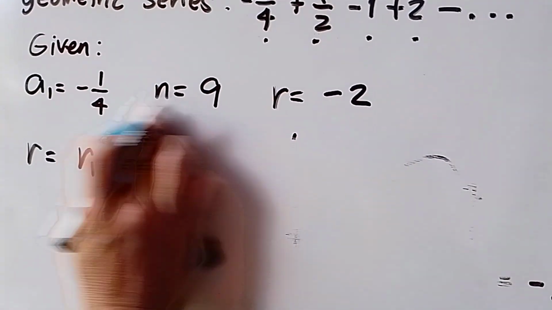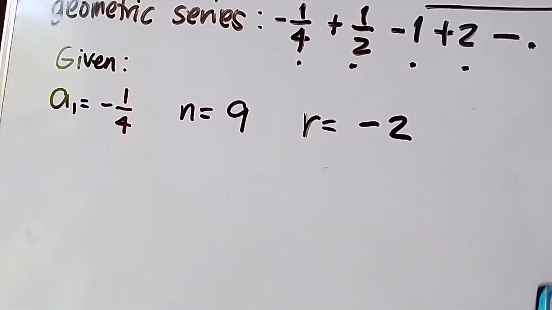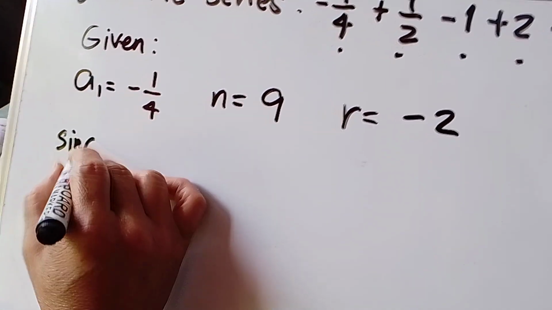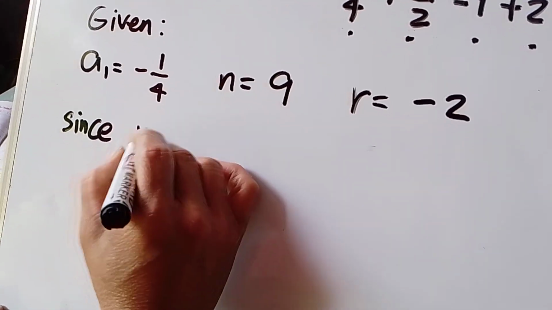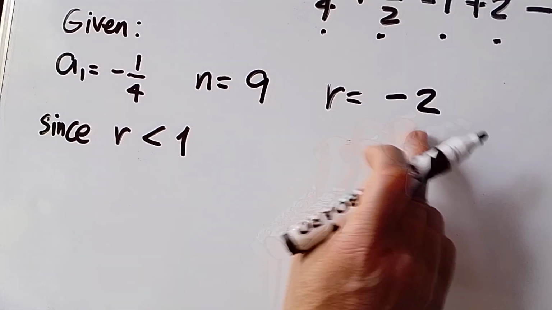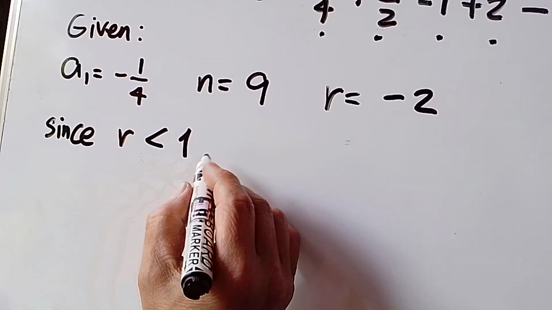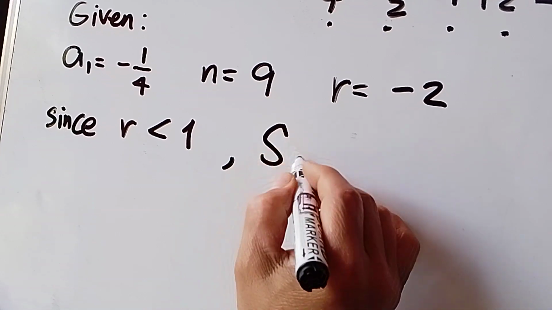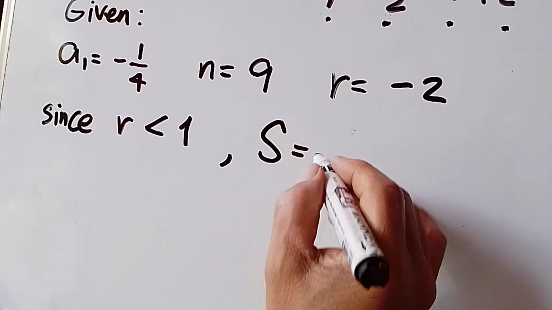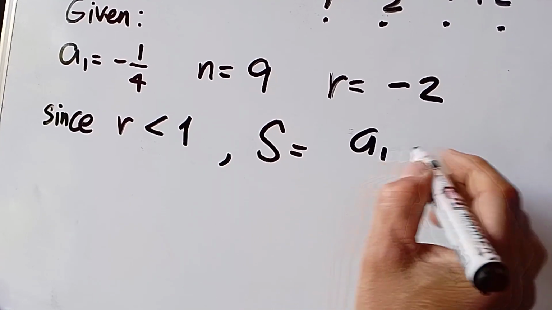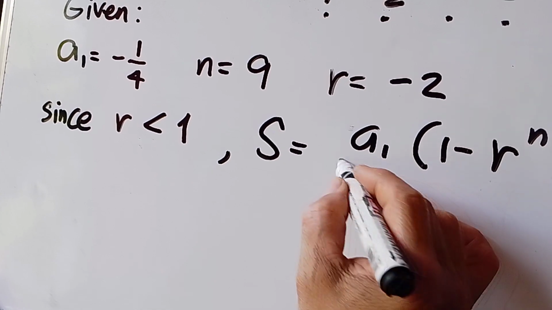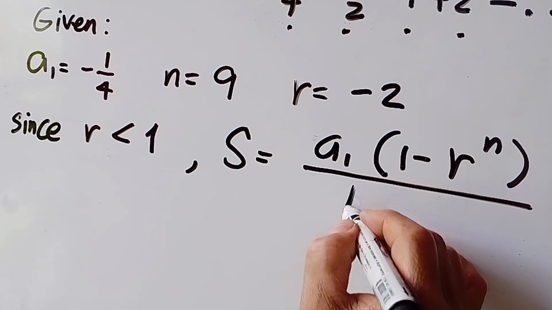Okay? So, what's the formula? We have 5 formulas, right? Since the absolute value of R is not less than 1, because it is negative 2, we will use S, or sum of the geometric series, is equal to A1 times 1 minus R raised to N, all over 1 minus R.